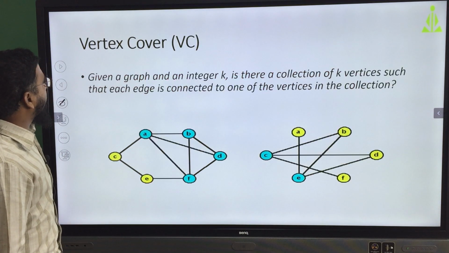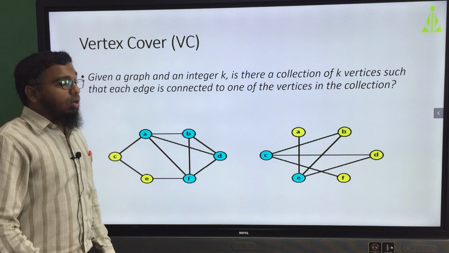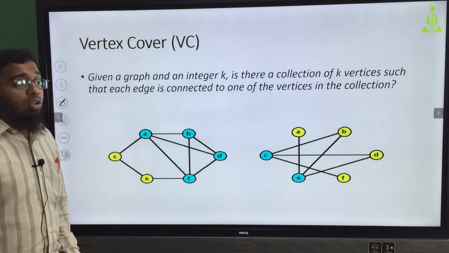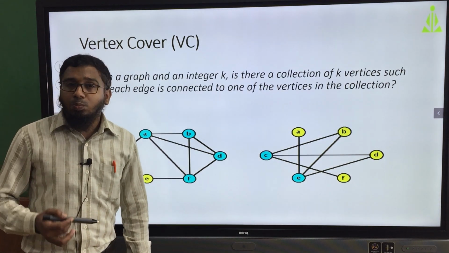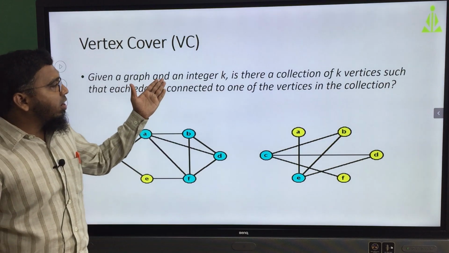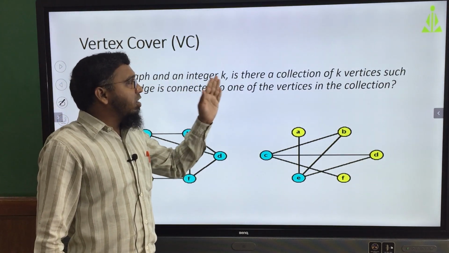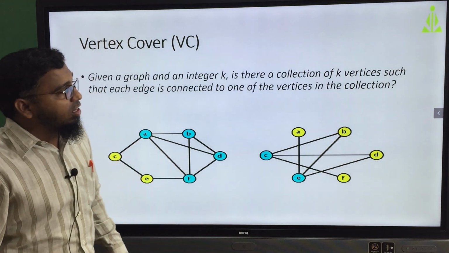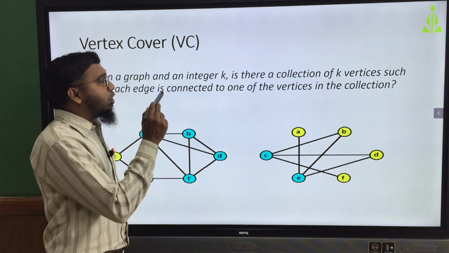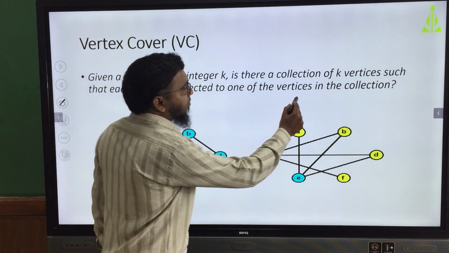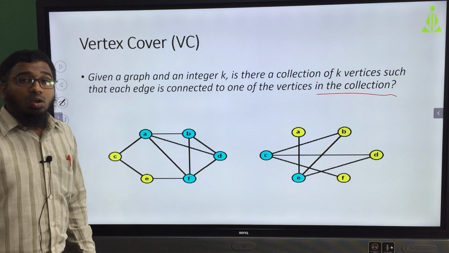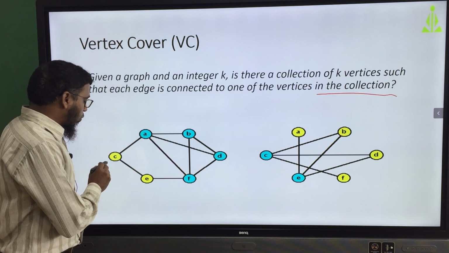Next, vertex cover. All these problems come under NP complete problems. Given a graph and an integer k, is there a collection of k vertices such that each edge is connected to one of the vertices in the collection? Can you see this?